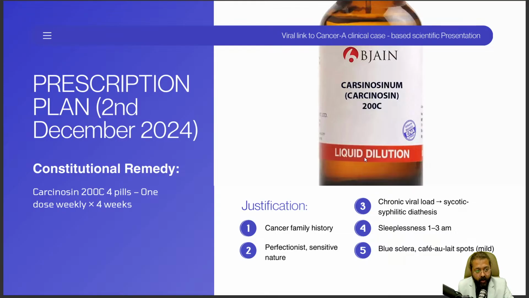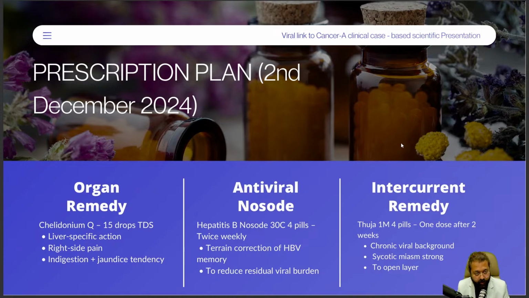Now, as I said, first was the constitutional remedy, now second is the organ remedy. Here we chose chelidonium. We usually give a dose of 15 drops, and why is it given for the liver? It has a right-sided liver-specific action, and the indigestion plus jaundice tendency was there, so this drug was chosen.